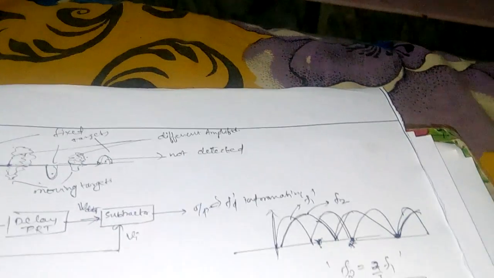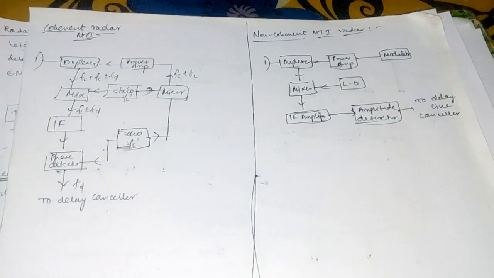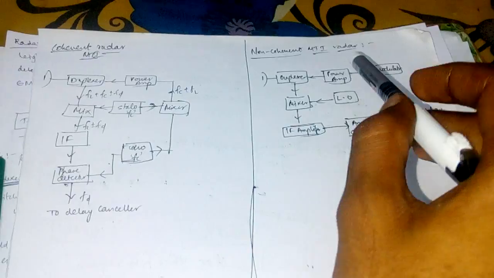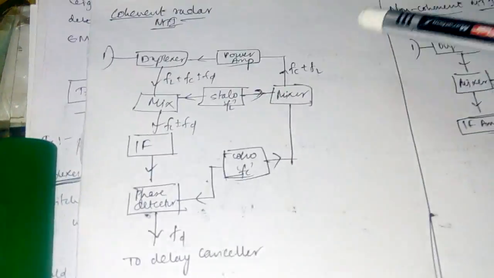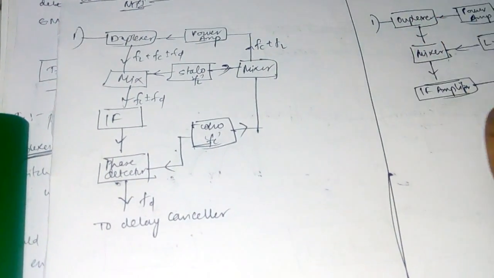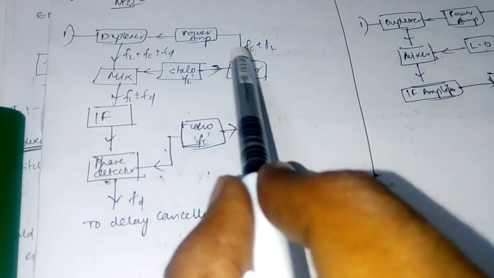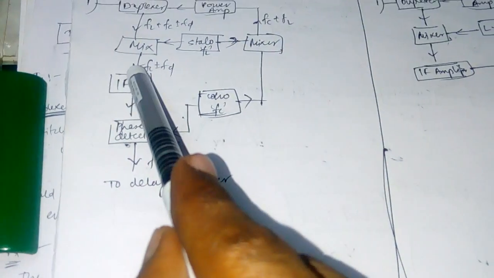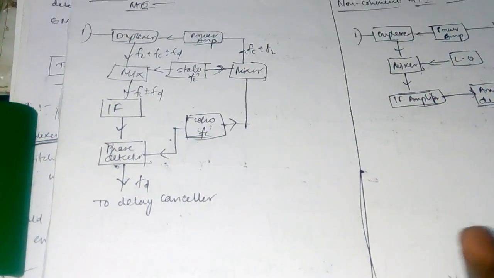Now next come the two types of MTI radars: coherent MTI radar and non-coherent MTI radar. Looking into coherent MTI radar, it has an antenna, duplexer, power amplifier, mixer, stalo, coho, IF amplifier, and phase detector to the delay line canceller. Now we'll see how it works.